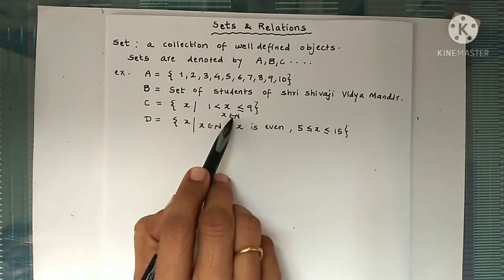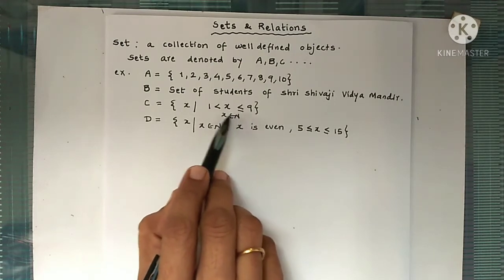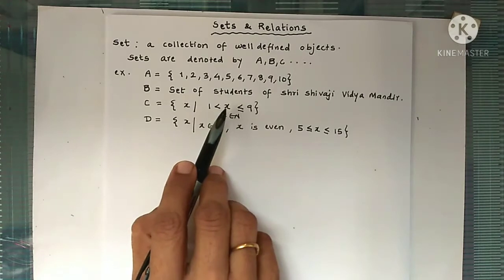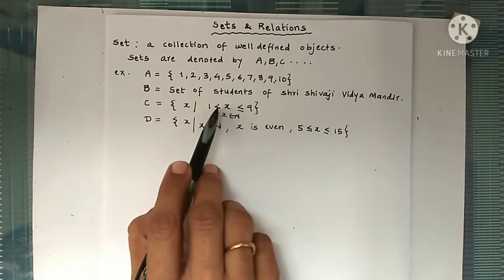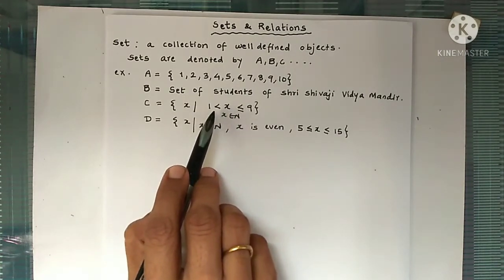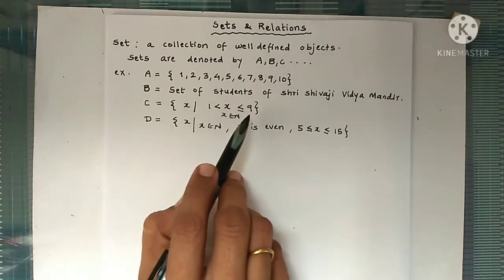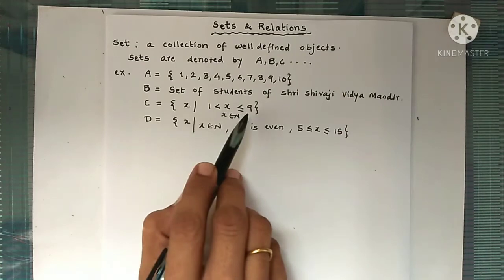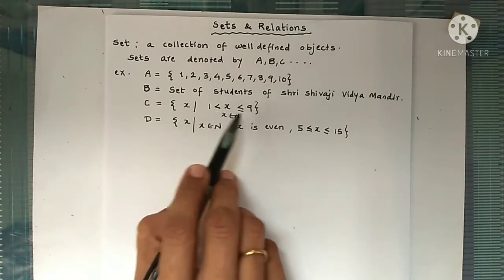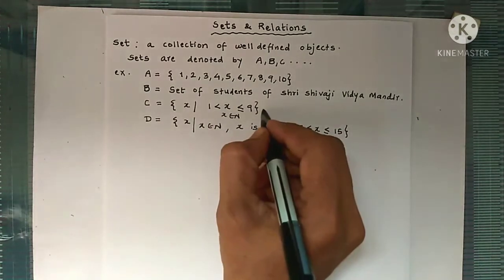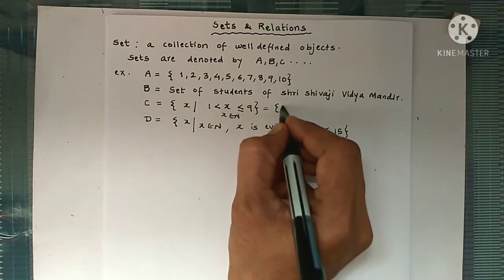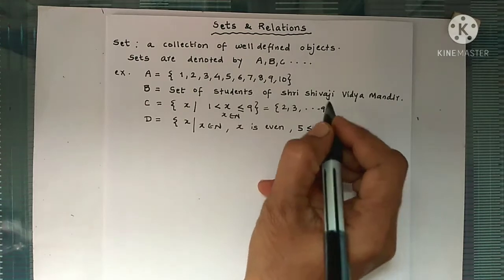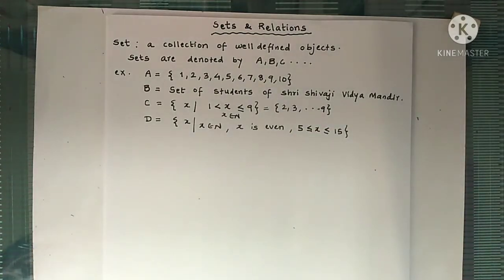In the third one, set C is denoted by x, where x is a natural number. That is, x belongs to N, x is a member of the natural number set, and x lies between 1 and 9. 1 is not included, since equal to is not given there, but for 9 we have equal to. So the number x lies between 1 and 9, 1 is not included but 9 is included. That means it starts with 2, then 3, up to 9. So it is the set of all natural numbers from 2 to 9.